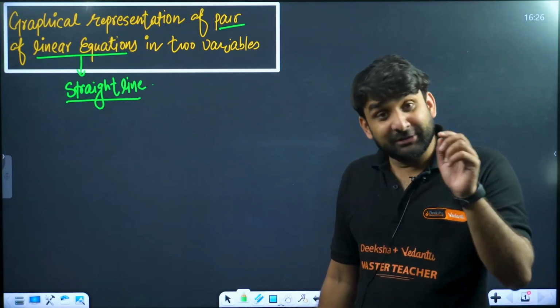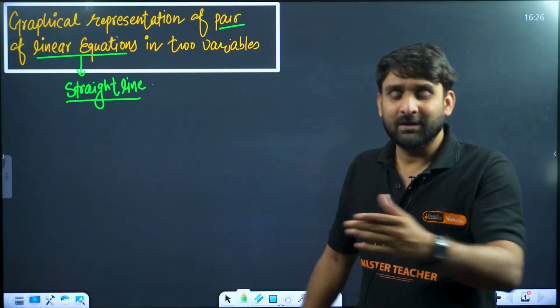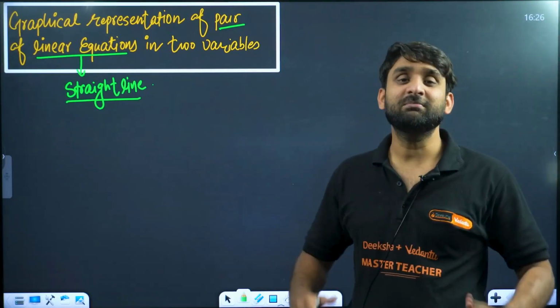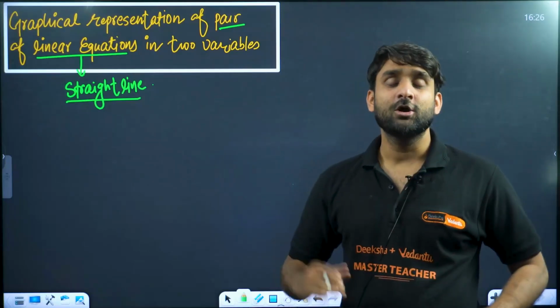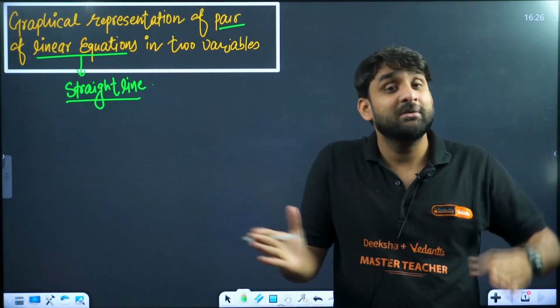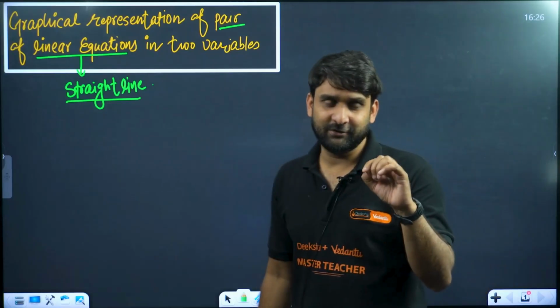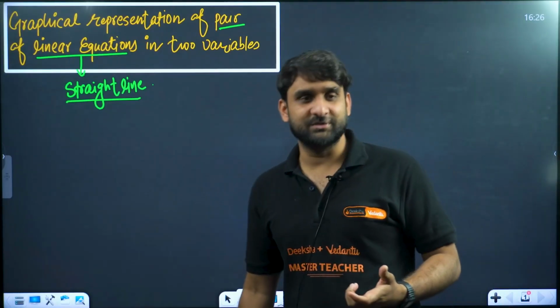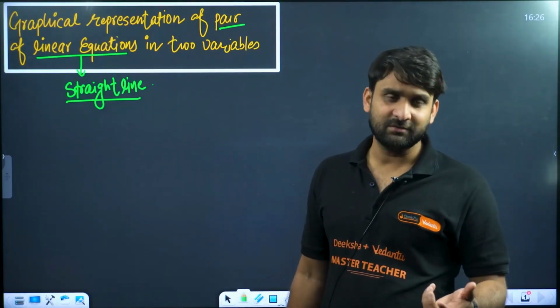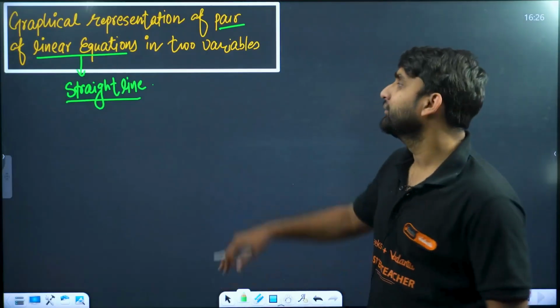So there are three possibilities. Sometimes they may be parallel to each other, sometimes they may be intersecting with each other, or there is also one more chance, they may be coinciding on each other. So there are three possibilities if we draw the graphical representation of any pair of linear equations in two variables.